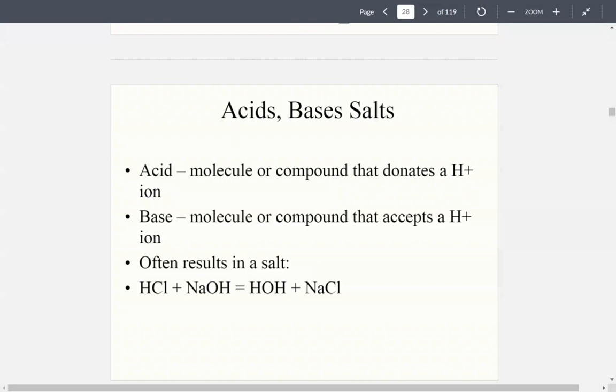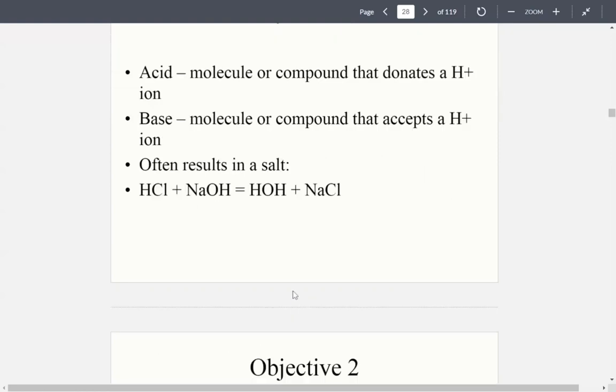When we put acids and bases into a beaker together, they will typically result in a salt. So, for instance, this is hydrochloric acid, HCl, and sodium hydroxide. We put these in a beaker together, and we will get water and salt, H2O and salt. So these will typically make a salt, because this wants to get rid of its hydrogen and this wants to take it.